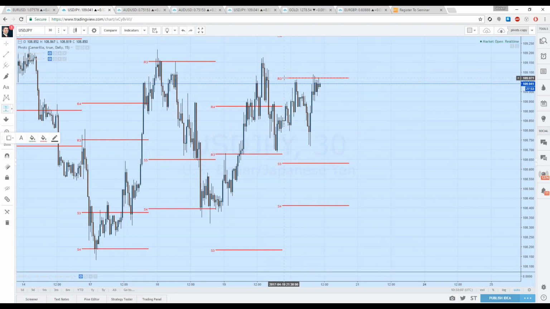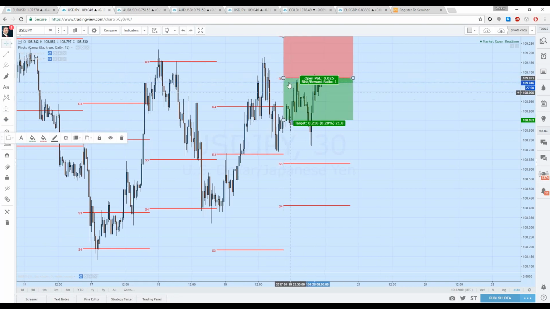Traders looking to sell the pair may look to sell underneath R3.